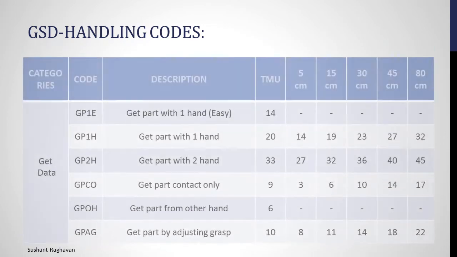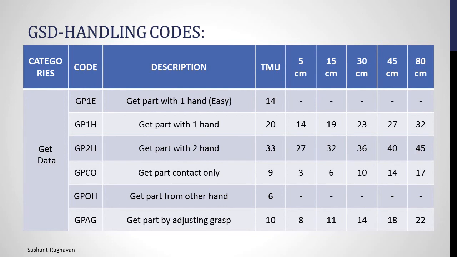GSD handling codes. Categories, code, description, TMU, movement distance in centimeters. Get data. GP1E, get part with one hand and EC, TMU 14. GP1H, get part with one hand, TMU 20. GP2H, get part with two hands, TMU 33. GPCO, get part contact only, TMU 9. GPOH, get part from other hand, TMU 6. GPAG, get part by adjusting grasp, TMU 10.